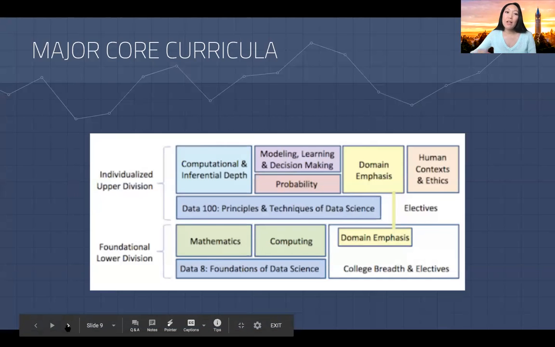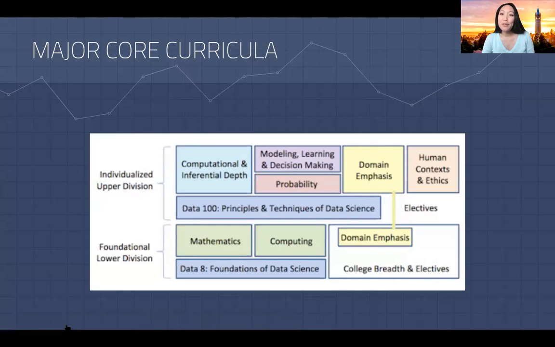I'm not going to spend a lot of time talking about our upper division requirements because these are classes that you will mostly be taking in your junior and senior year. But I'm just sharing this chart in order to give you an idea of what kinds of classes you would be taking if you did choose to pursue a data science major. After you had completed those lower division foundational courses, you would go on most likely to Data 100 first.